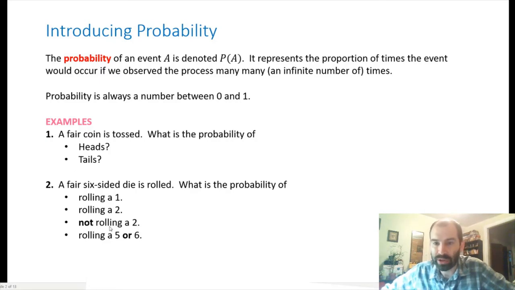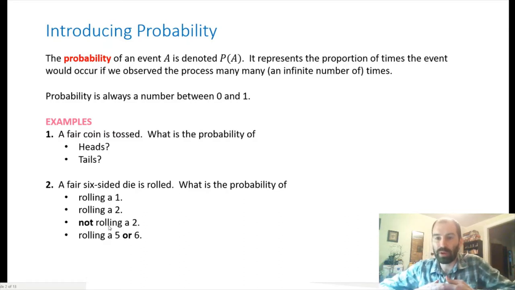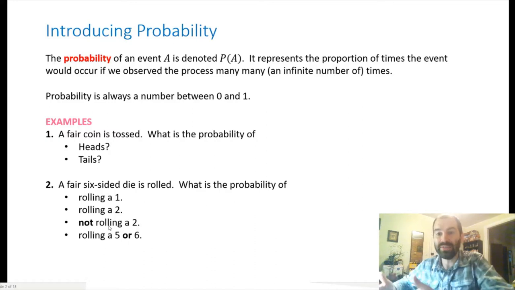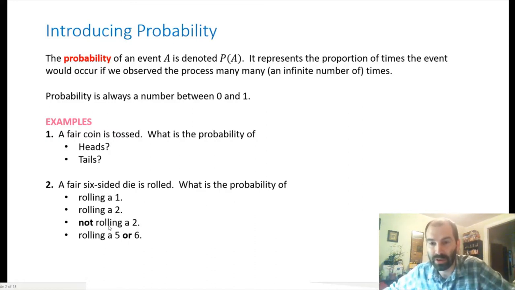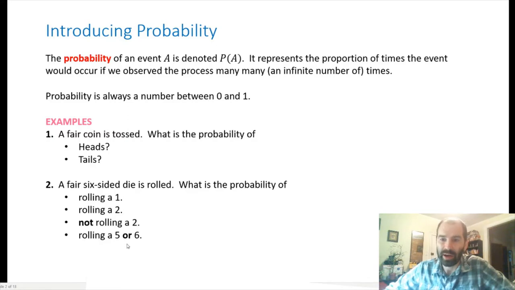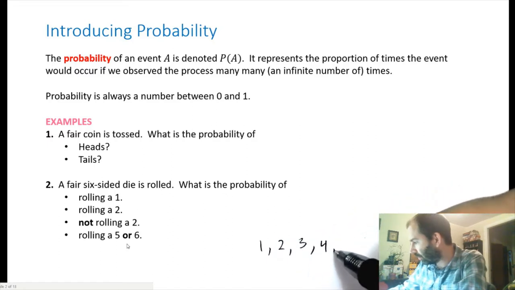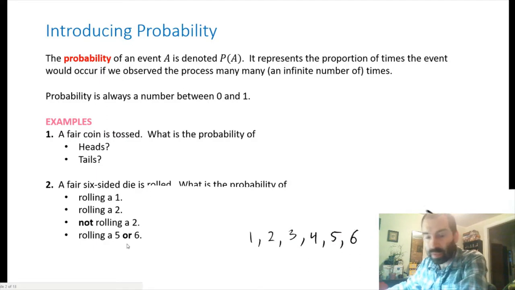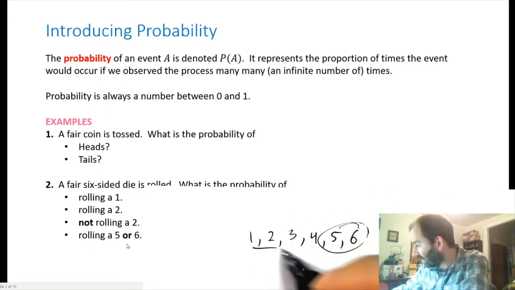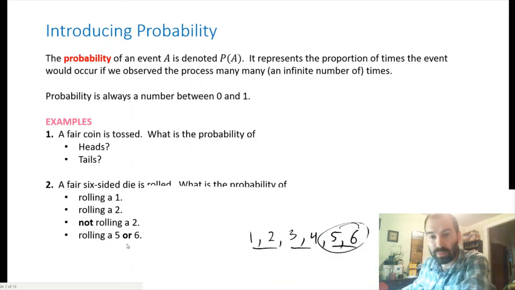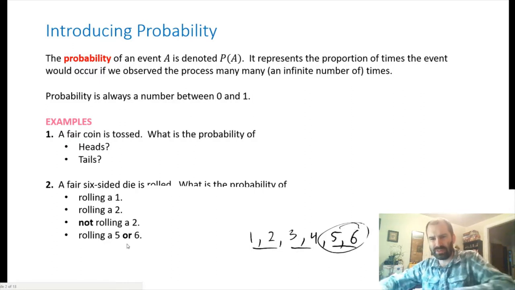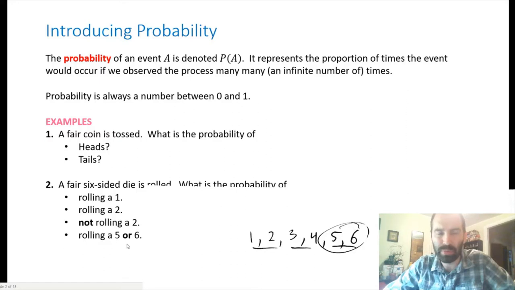What about the probability of not rolling a 2? Well, if 1/6 of the time I roll a 2, that means 5/6 of the time I don't. So the probability of not rolling a 2 would be 5/6. And rolling a 5 or a 6, well, here, if we look at this, we have our possibilities, 1, 2, 3, 4, 5, or 6, right? Getting a 5 or a 6, if you look at this, it is exactly 1/3 of the total possibilities. It's 2/6 of the total possibilities. So I would expect the probability here to be 2/6 or 1/3. If you simplify 2/6, of course, you get 1/3. Right, so these are just some simple probability calculations.